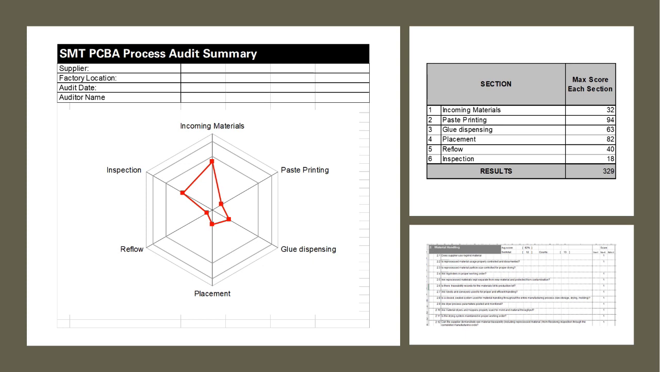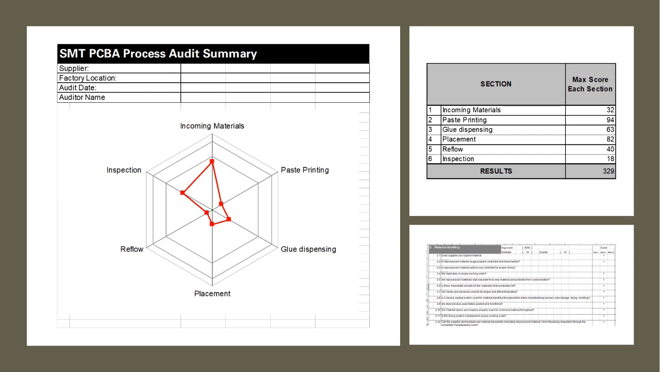The questions in the checklist are actually the process control points, meaning there are over 300 process control points that are needed to achieve a consistently good quality product in the PCBA SMT process.